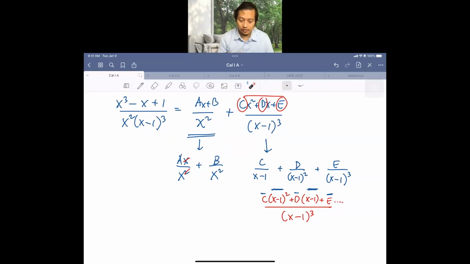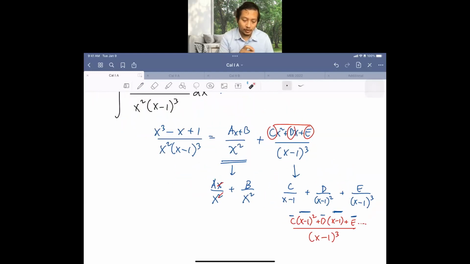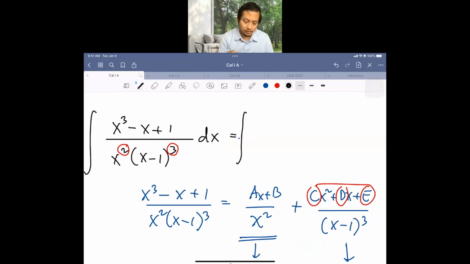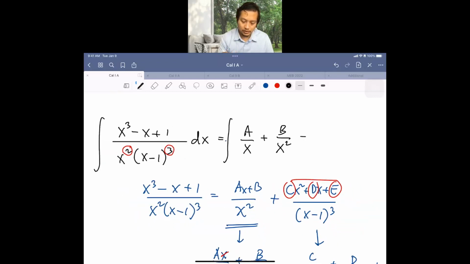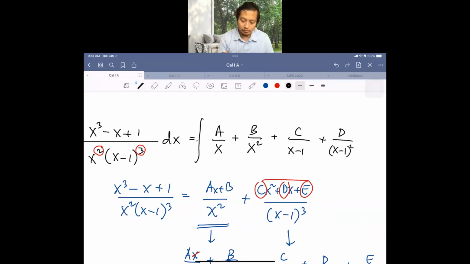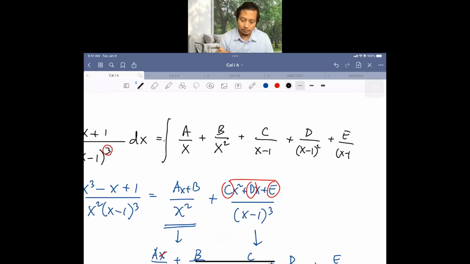Okay, same structure. So for the method of repeated linear factors, whenever you find any squared, any cube, you can make a structure from smaller powers. For example, this one you can take into integration a over x plus b over x squared plus c over x minus 1, and then plus d over x minus 1 squared, and then plus e over x minus 1 cubed. Okay, and then we still need to find what a, b, c, d, and e are.